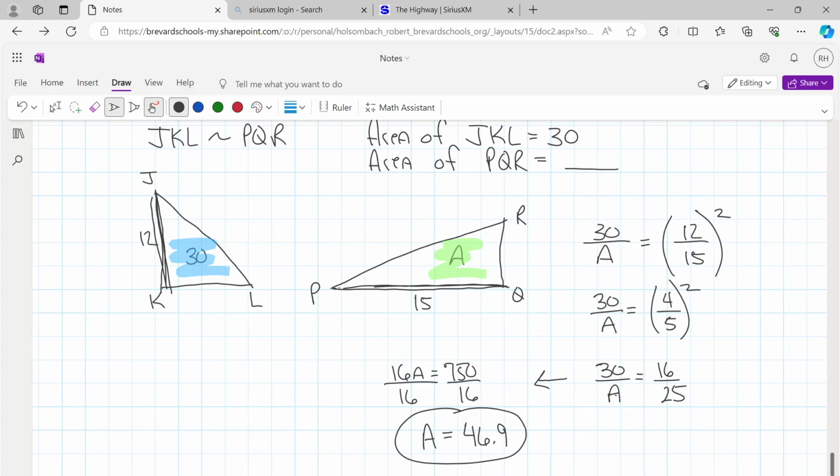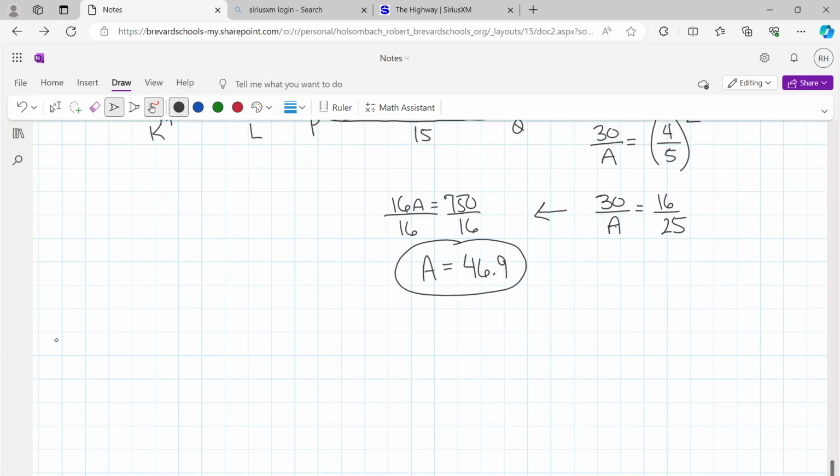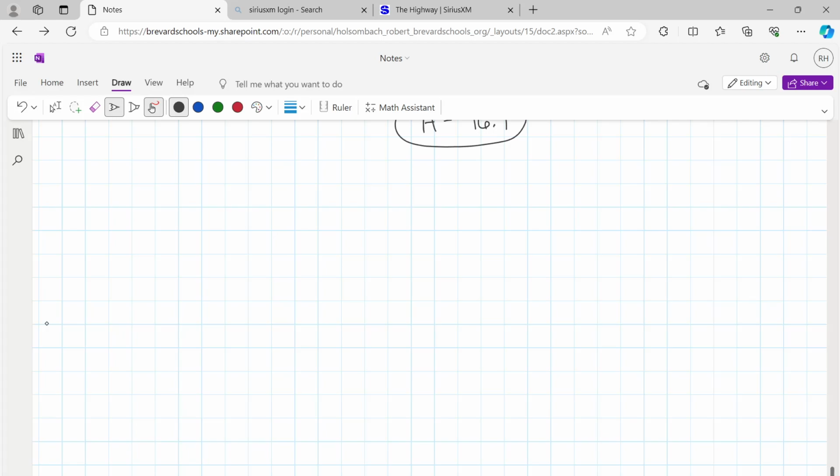So let's do one more of those. Let's look at the top of page 819. On top of page 819, we've got a rectangle here and a smaller rectangle next to it. We got a side that's 8 and a side that's 5. We're told the area of the one on the left equals 32. For each pair of similar figures, find the area of the green.